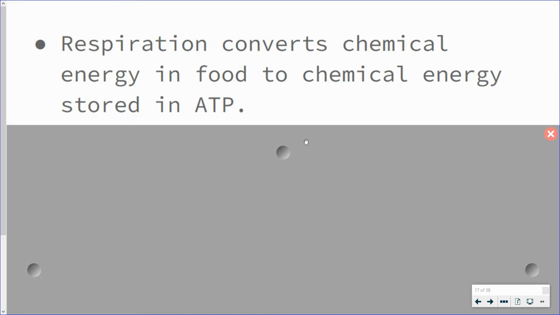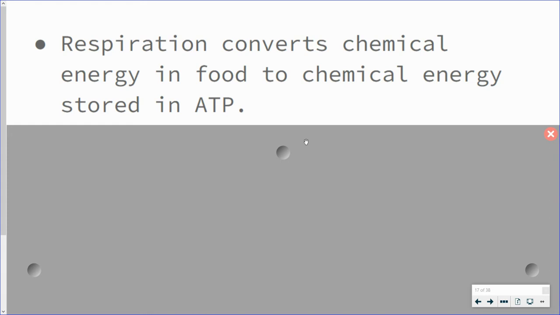Respiration converts chemical energy in food to chemical energy stored in ATP. So we talked about this yesterday. We eat, and when we eat, we get lipids, carbohydrates, and proteins. Our body, through a series of different chemical reactions, will convert all three of those things into the molecule glucose, again, a simple sugar.